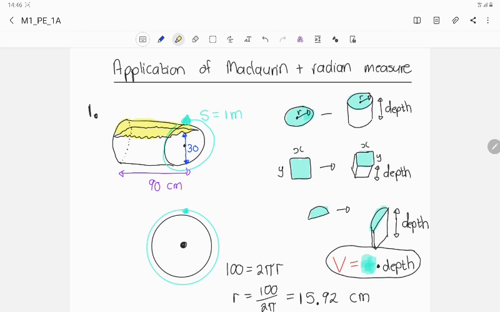Now, the information provided is the following. They say the circumference is 1 meter. They say that the depth of this fish tank is 90 centimeters and that the height of the water is 30 centimeters. Now, if I look at the face area of this cylindrical container, I see that this face area over here specifically is an area of a sector, right? So that's going to be important now.